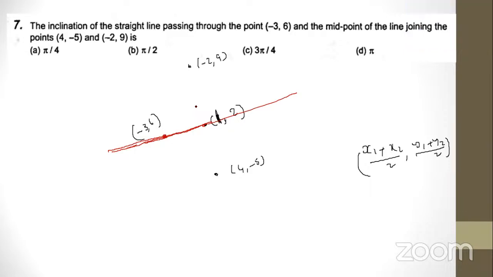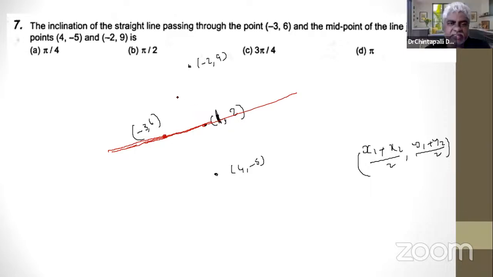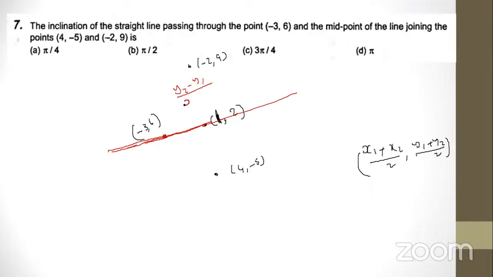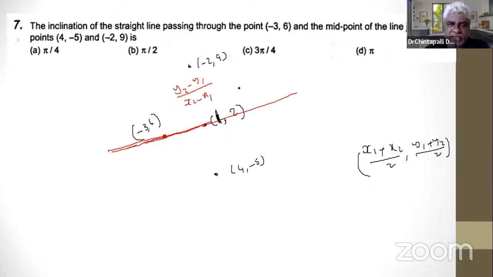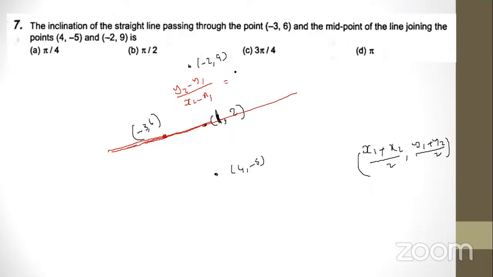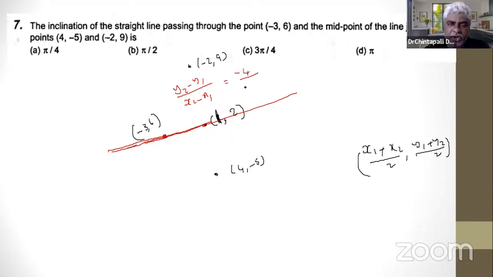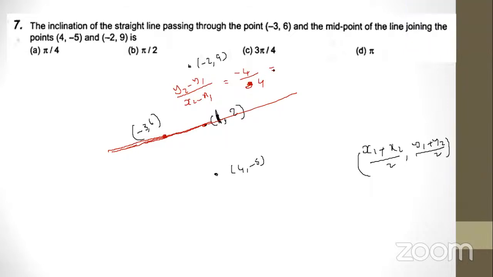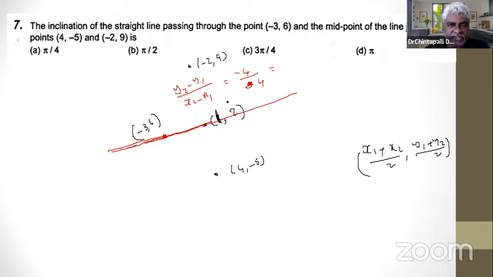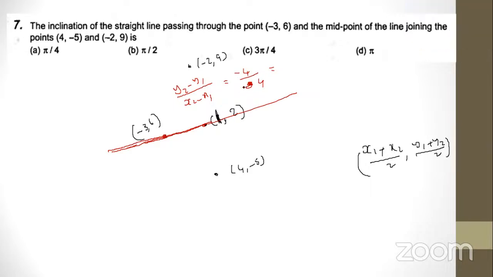Slope formula: y2 minus y1 by x2 minus x1. So 2 minus 6 by 1 plus 3, that is -4 by 4. 1 minus of -3 is positive 4, right? Now, -4 by 4 is negative 1. The slope is equal to negative 1.